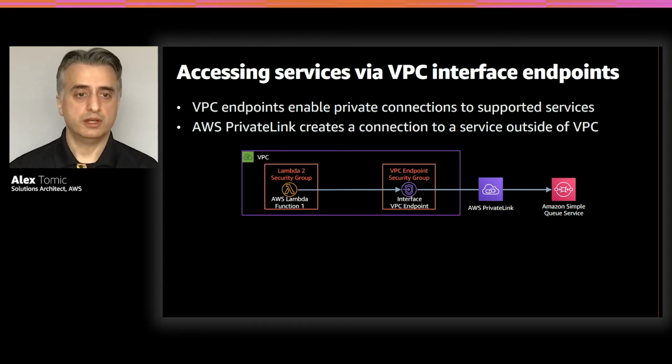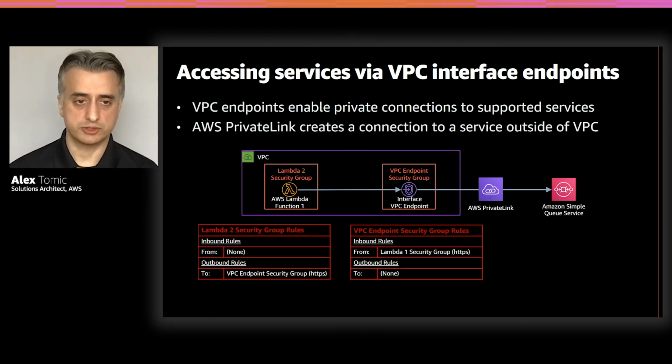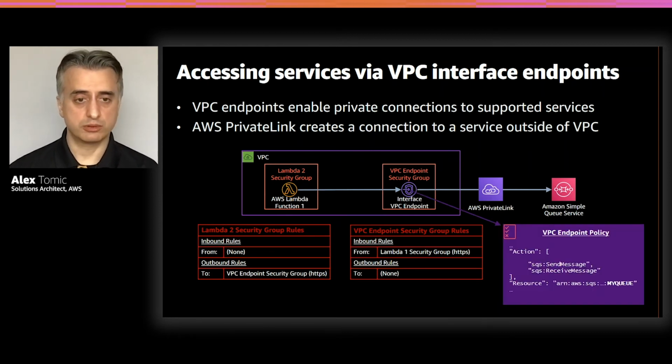Now, in the background, the interface VPC endpoint uses a technology called AWS PrivateLink to establish connectivity to different AWS services, and in this case, this would be Amazon SQS. You will need to configure security groups, just like with all other resources in VPC, to allow network connectivity. Now, keep in mind the direction of traffic. It's always outbound from the Lambda function, and it's always inbound on the interface VPC endpoint. Now, VPC endpoints give us an additional control layer, and this is VPC endpoint policy. This is an important control, so let's dive a bit deeper.